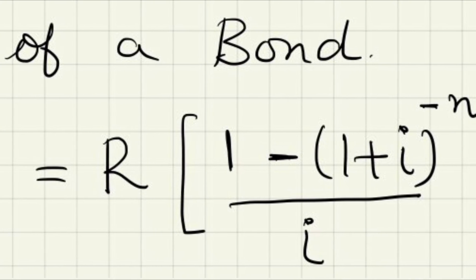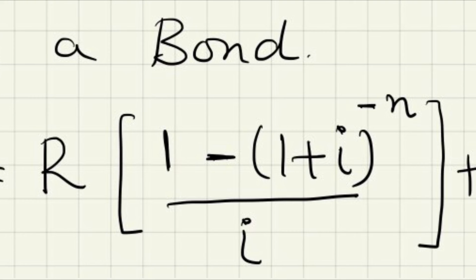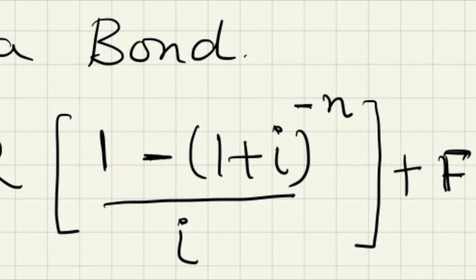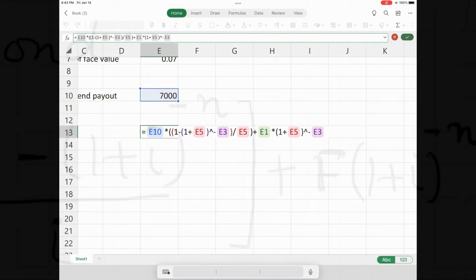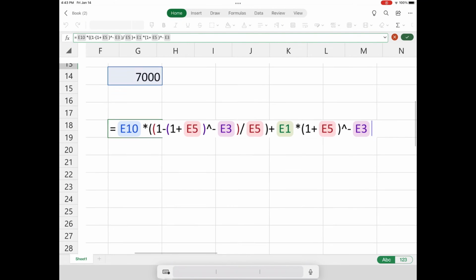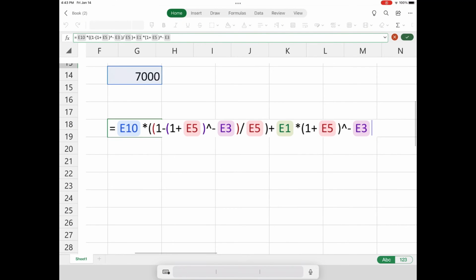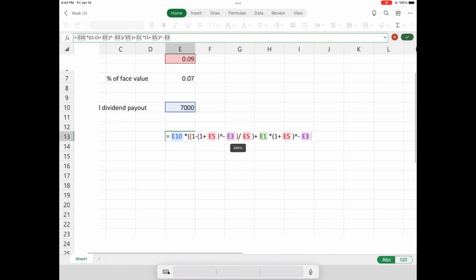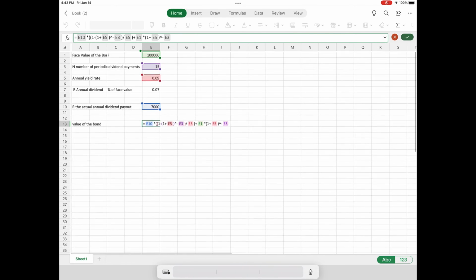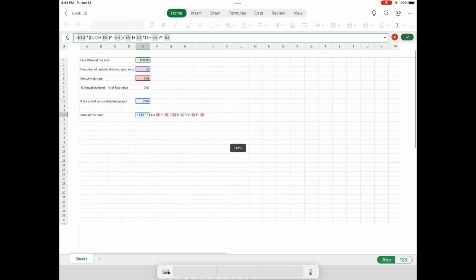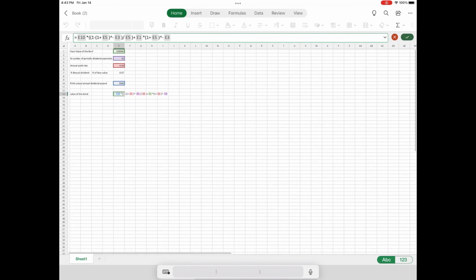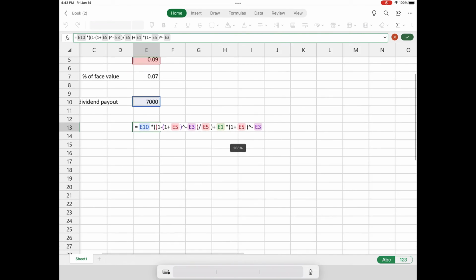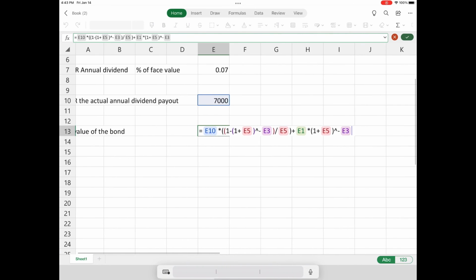So once again the formula is: bracket 1 minus (1 plus i) the whole raised to minus n upon i, close the bracket, plus the face value into (1 plus i) the whole raised to minus n. So that means, to get a 100,000 bond, today I am ready to pay 83,878.